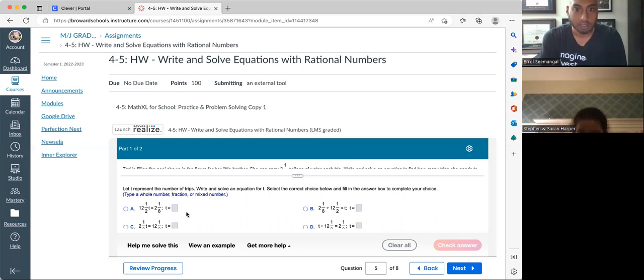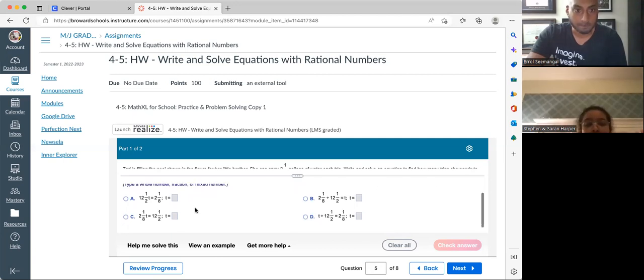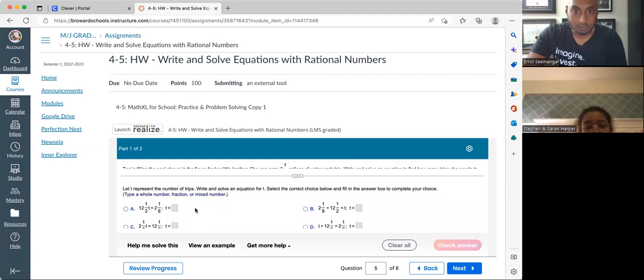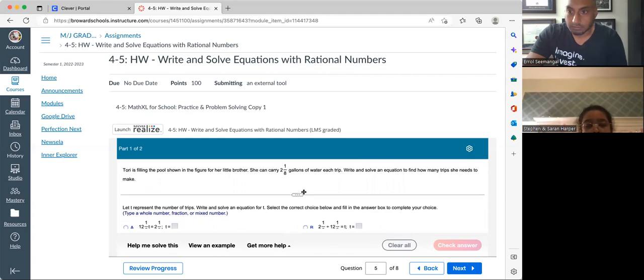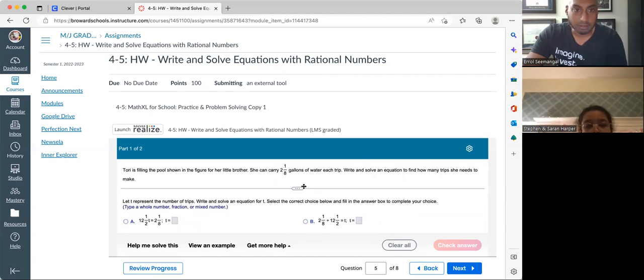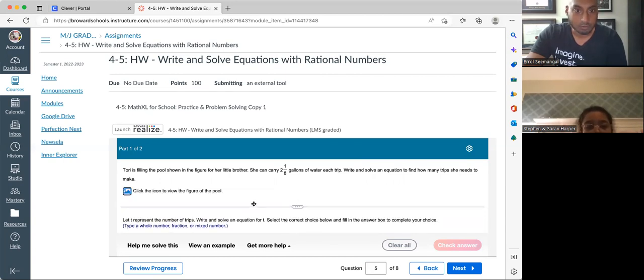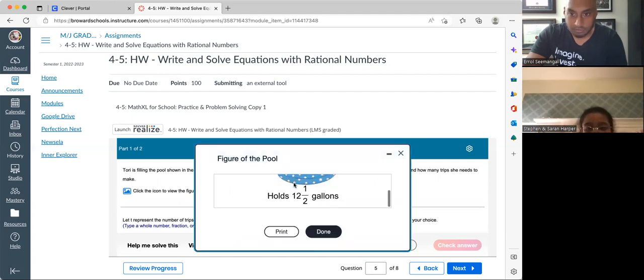Okay, so each trip she can carry 2 1/8 gallons of water. Which one? Scroll back up to the top. Click that picture again. Does it tell you how much the pool holds? Oh yeah, right there. It holds 12.5 gallons.